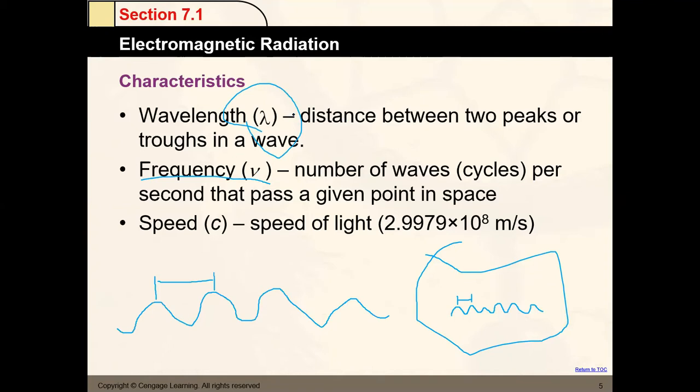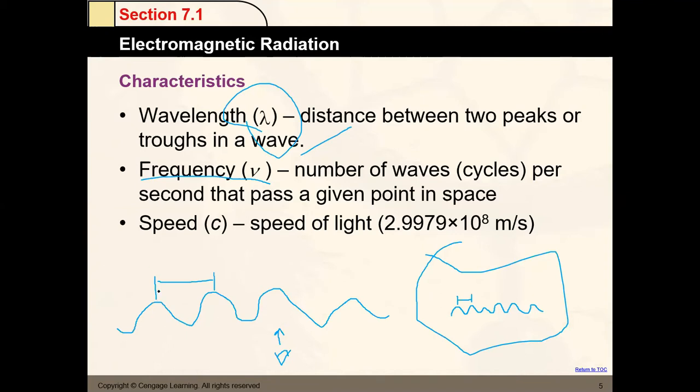So frequency is the number of waves or cycles, how many waves are going through a specific point during a second. For example, if I place my eye right here, looking at the wave, and through this point pass three wavelengths, three waves in a second, that would be equal to the frequency. 3 divided by 1, 3, that would be the frequency. If it's 1,000, well, the frequency would be 1,000. So it's the number of waves or cycles per second.